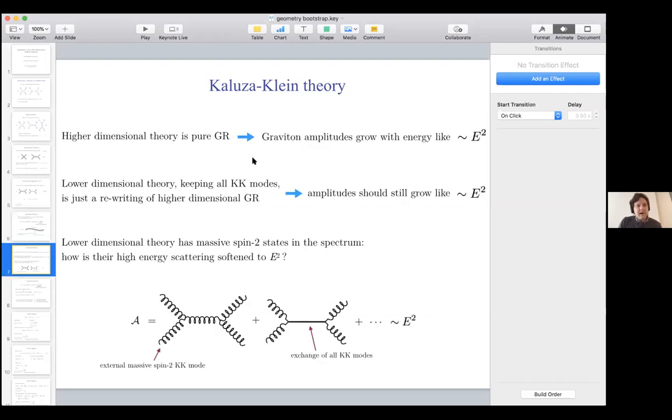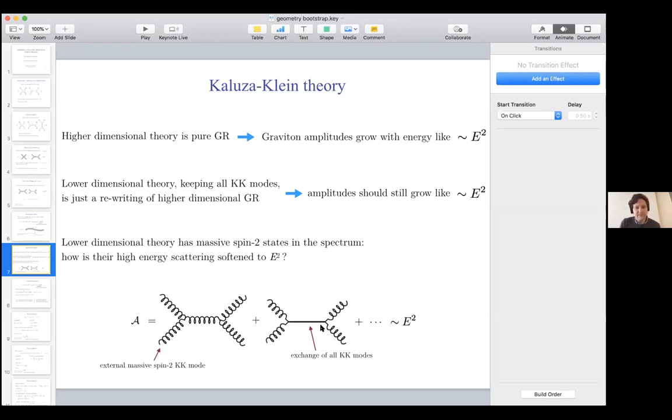And now we know that the higher dimensional theory is just pure general relativity. So we know that amplitudes in general relativity grow like energy squared. The lower dimensional theory, if we keep all of the Kaluza-Klein modes, should be nothing but a rewriting of the higher dimensional theory. So that should also have amplitudes that grow like energy squared. So even if I look at amplitudes with external massive spin 2s in the Kaluza-Klein theory, they should somehow be able to go past this energy to the sixth barrier that we have for effective field theories of massive spin 2 and get all the way up to energy squared.